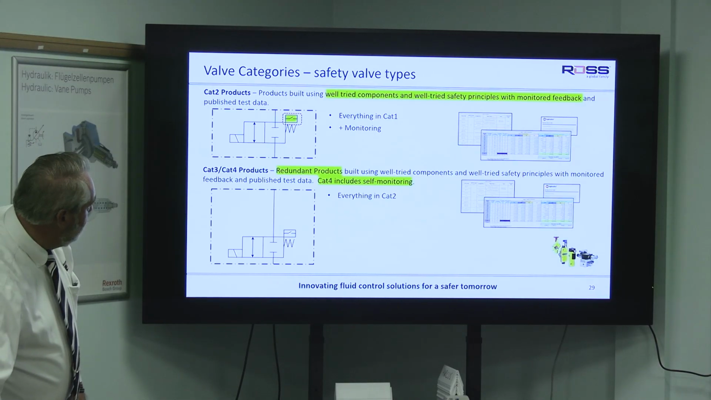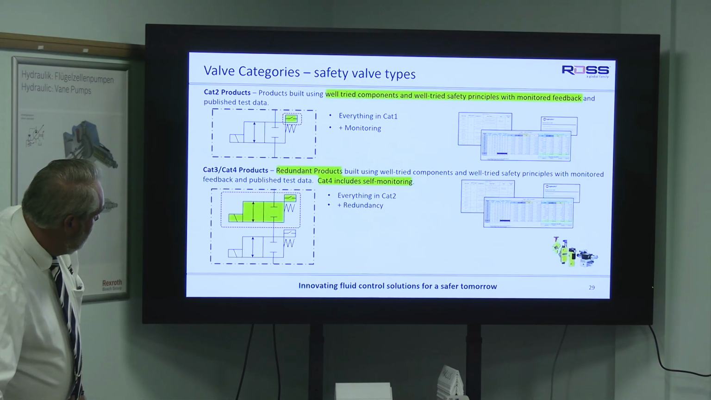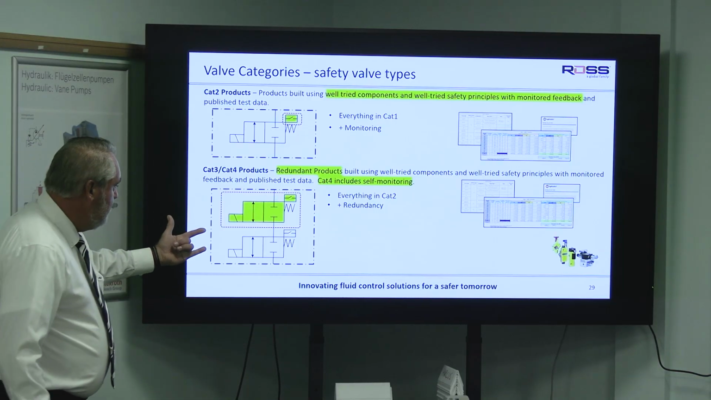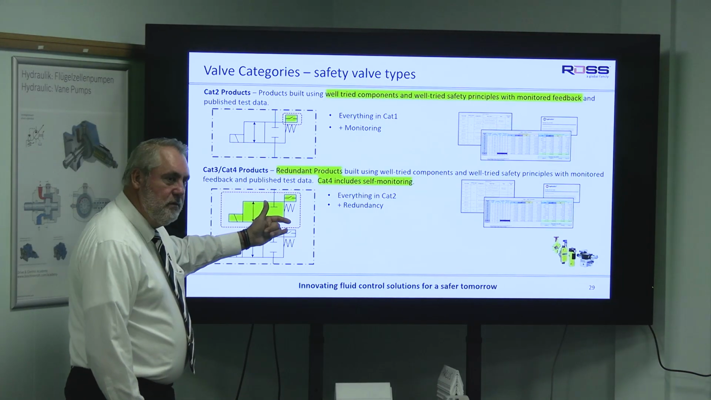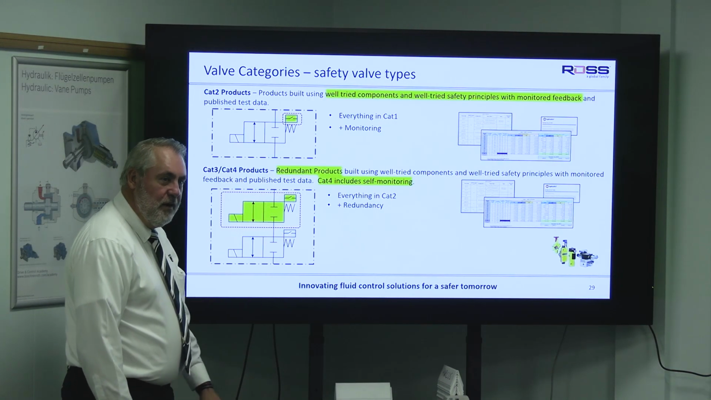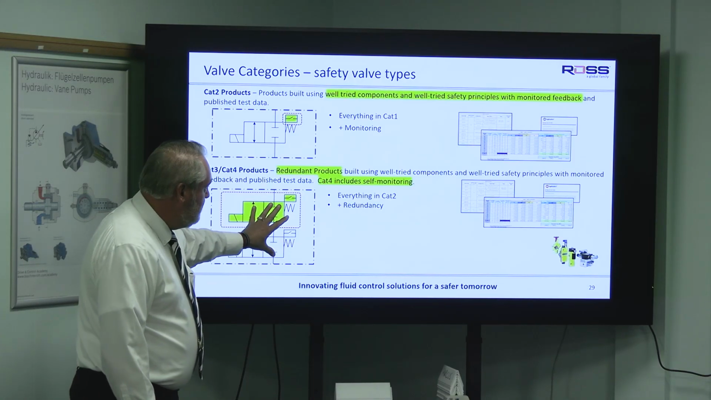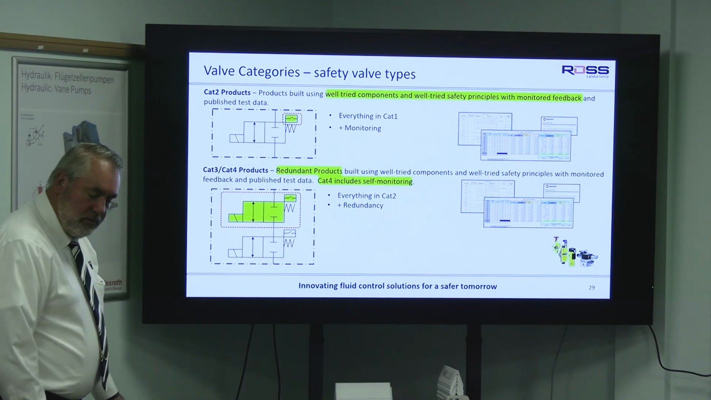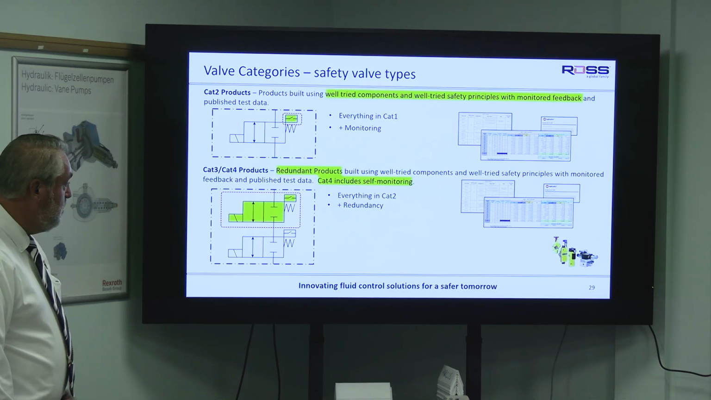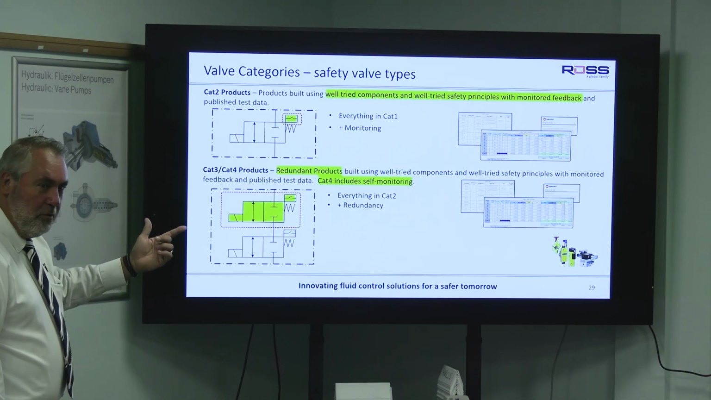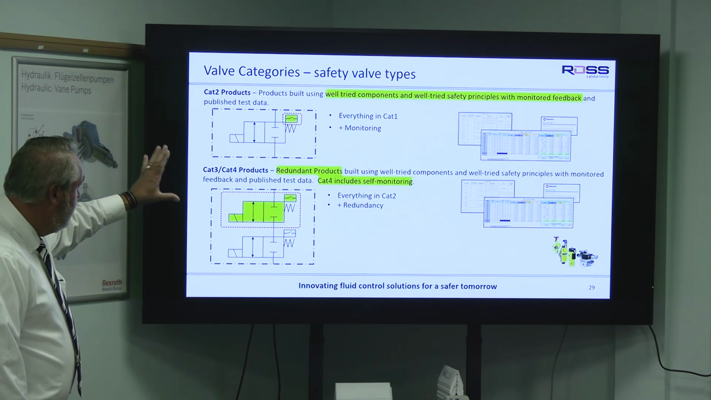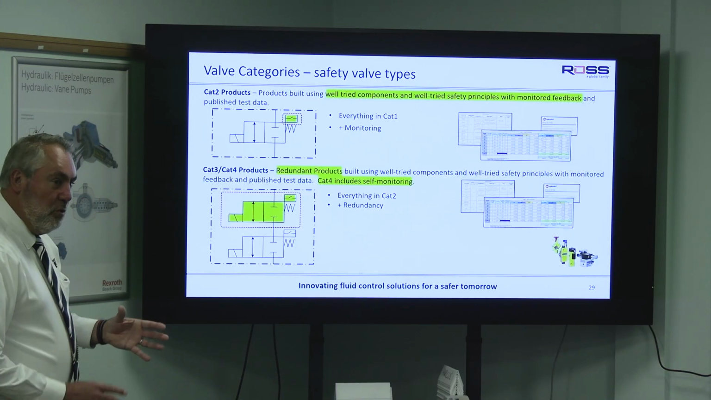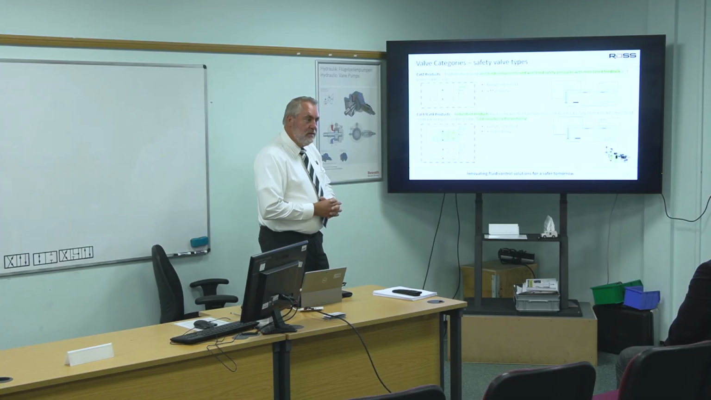When you get into Cat 3 and Cat 4, basically it's redundant valves with redundant switches monitoring each valve. And so these are the kind of valves that Ross specializes in, those Cat 3 and Cat 4 valves. We also make the Cat 2, Cat B and Cat 1, but in the safety area, Cat 2, Cat 3, and Cat 4 is all that we consider safety valves.